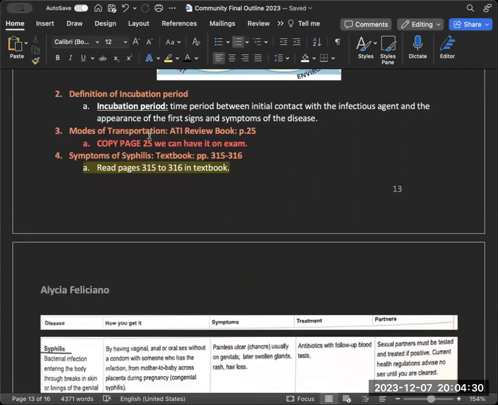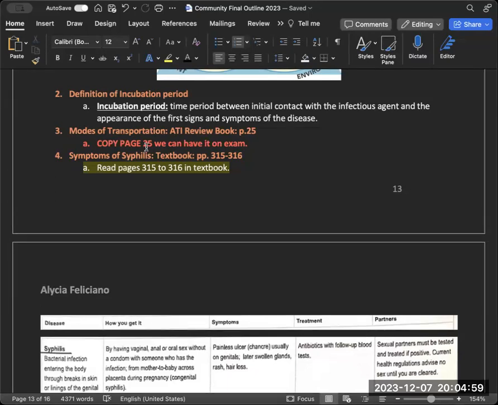Now, we could have page 25 on the exam. So page 25 is the modes of transportation. I emailed Dr. D to ask because I wasn't sure if it was the epidemiological triad or the modes of transportation, but everything that talks about modes of transportation, including airborne, vector-borne, all of that, we are allowed to have on the exam with us. So 75 to 76 and page 25 we can have with us on the exam.